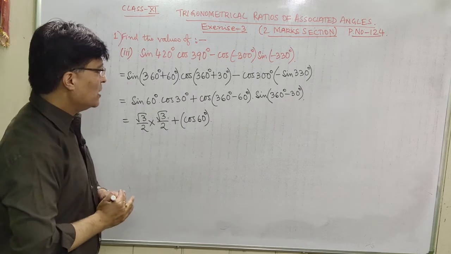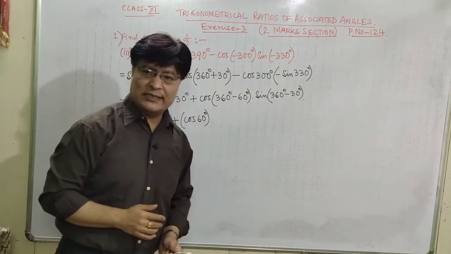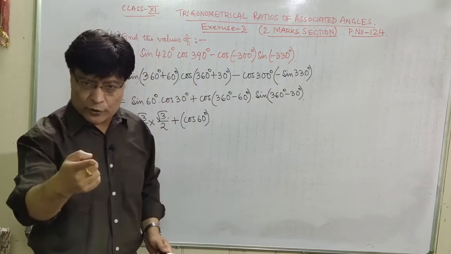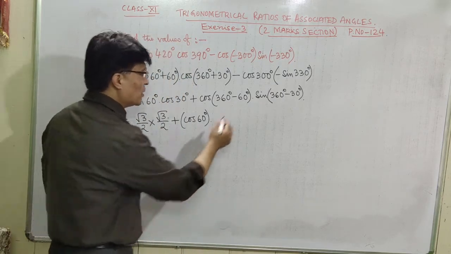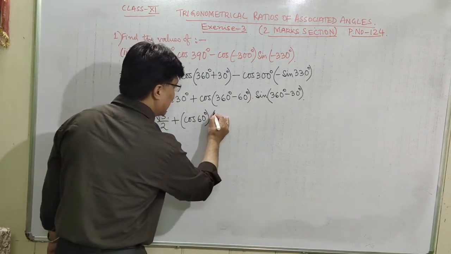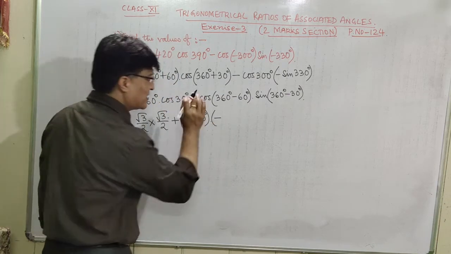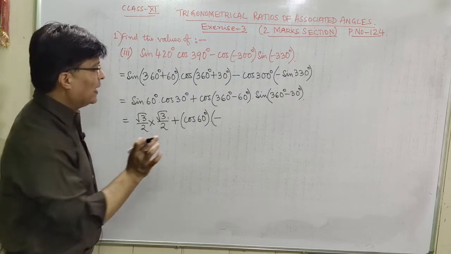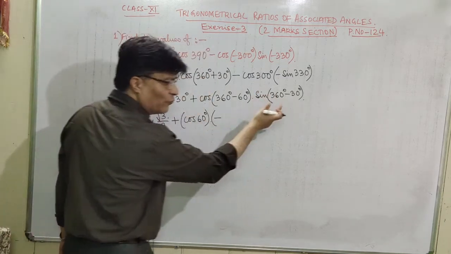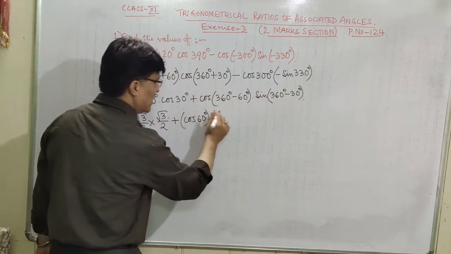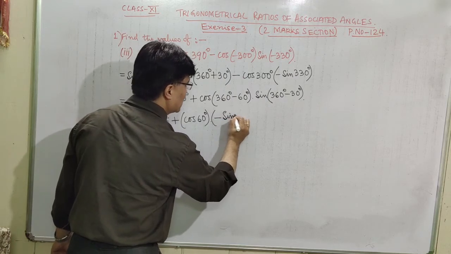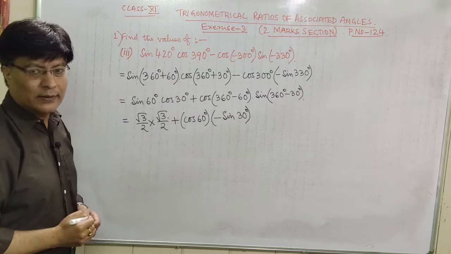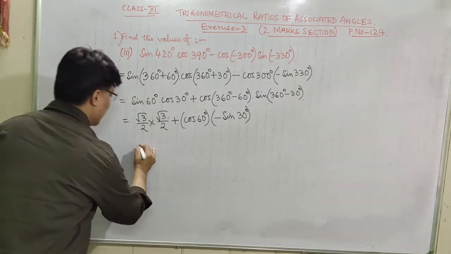Similarly, what is sine 360 minus 30 degree? Here also 360 minus 30 degree lies in the fourth quadrant, and in the fourth quadrant sine is negative. And since this is 360, 90 into 4, an even multiple of 90, sine remains as it is, that is sine 30 degree. Understood? So let us simplify it now.